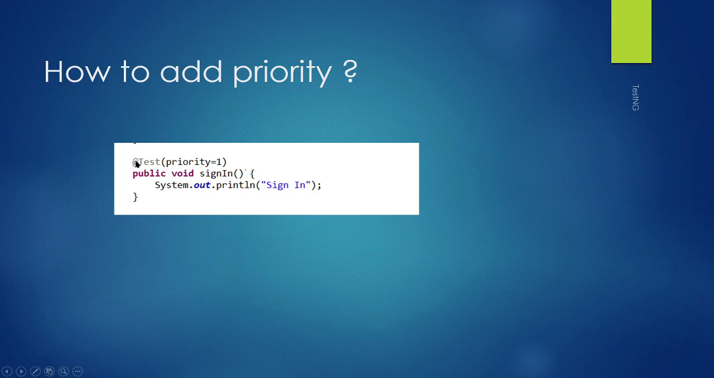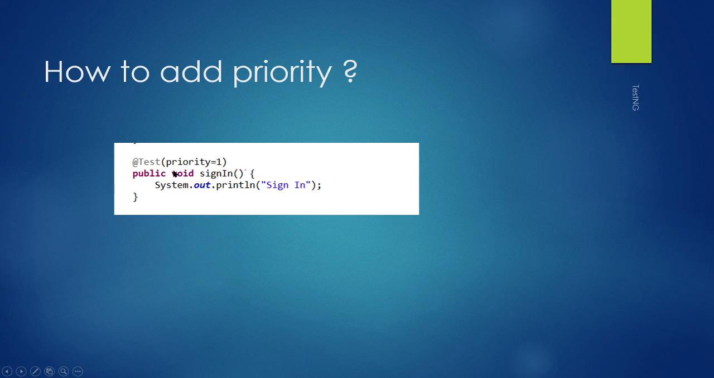Okay, and how do we add priority? All you need is a method with the @Test annotation. You open a bracket, and then you add the keyword priority equal to, and the number that you want to set, right? This can be any number: negative, 0, and positive. It depends on where you want to fit it in the sequence, where you want to execute this sign in in the entire sequence. So this is a very simple one.